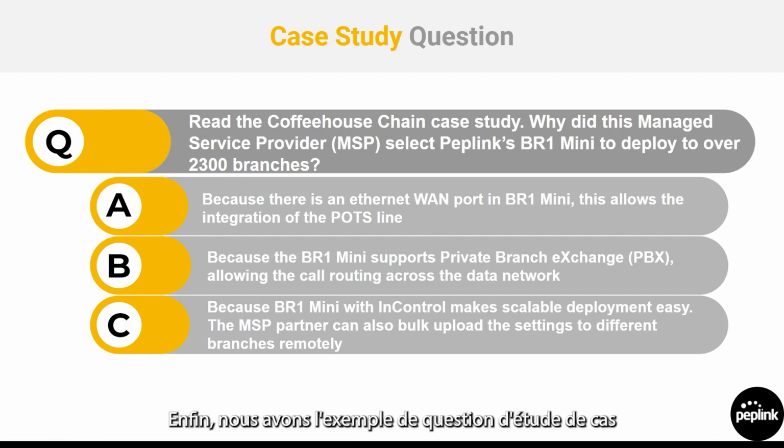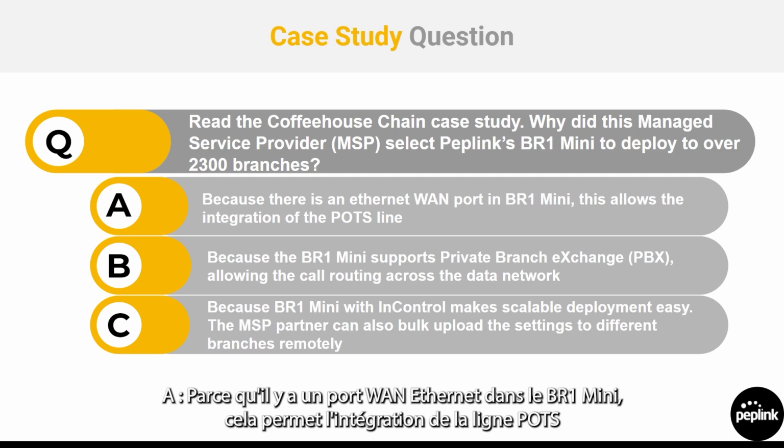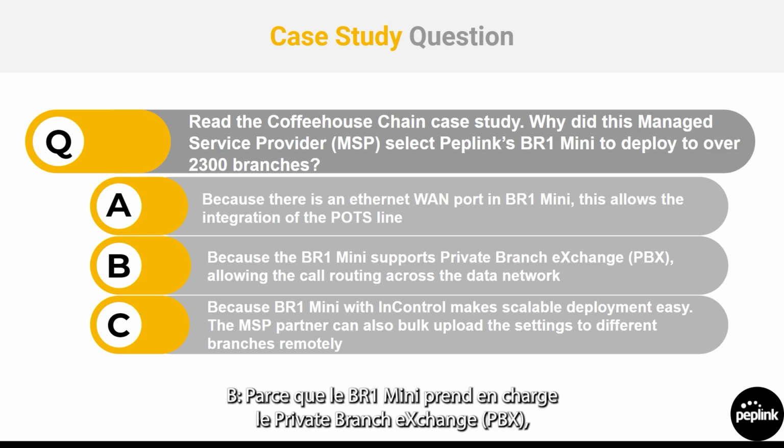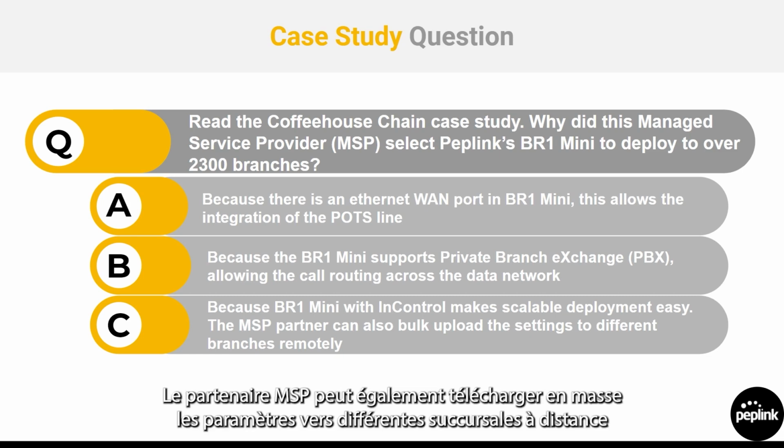Now finally, we have the case study question sample. Read the coffee house case study. Why did this MSP select Peplink's BR1 Mini to deploy to over 2,300 branches? Is it A, because there is an Ethernet WAN port in BR1 Mini, so this allows the integration of the POTS line? Is it B, because the BR1 Mini supports PBX, allowing the call routing across the data network? Or C, because BR1 Mini with InControl makes scalable deployments easy? The MSP partner can also bulk upload the settings to different branches remotely.